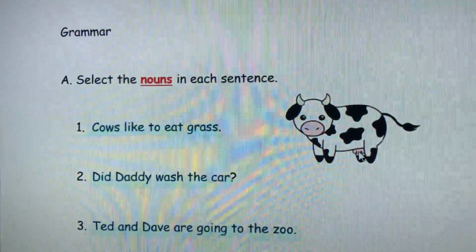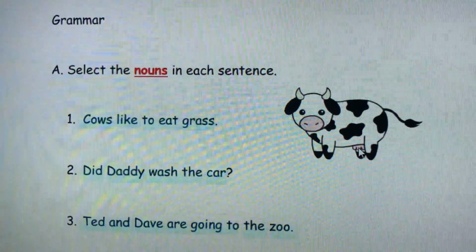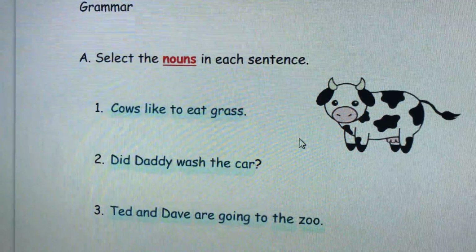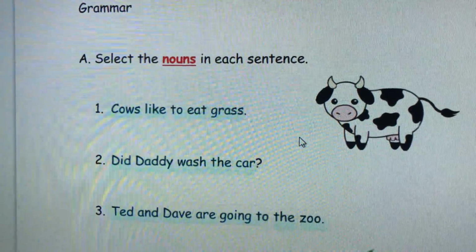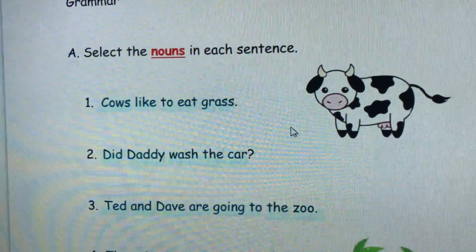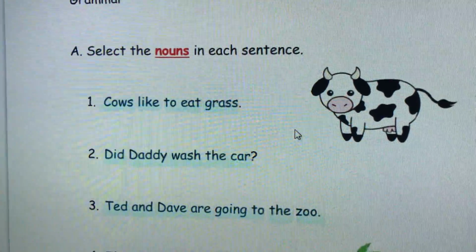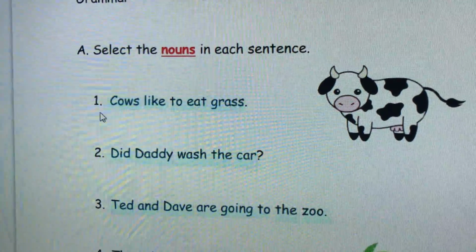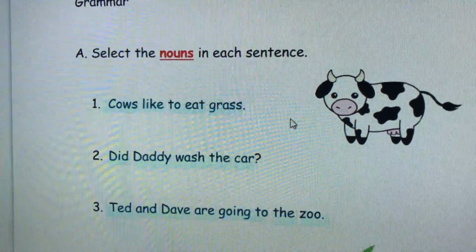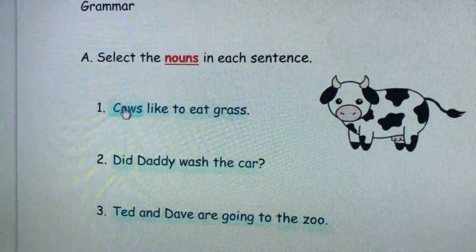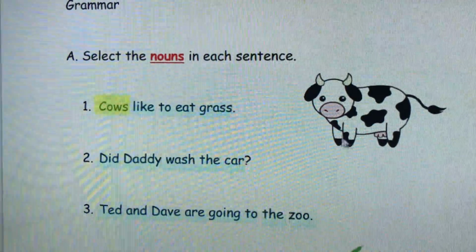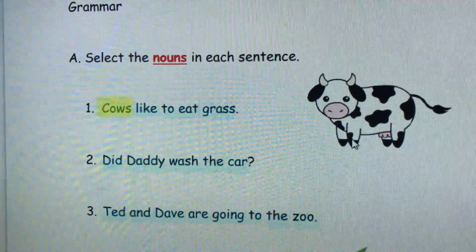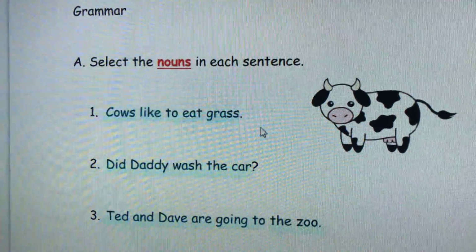Now the next exercise is you have to select the nouns in each sentence. Remember, the nouns are things, people, stuff, persons. If you want to know what is the noun, you ask me or Google it. You have to click which is the noun. "Cows like to eat grass." In this one, cows will be the noun because they name things, animal, person, people. So pay attention to that. You're gonna select nouns only.